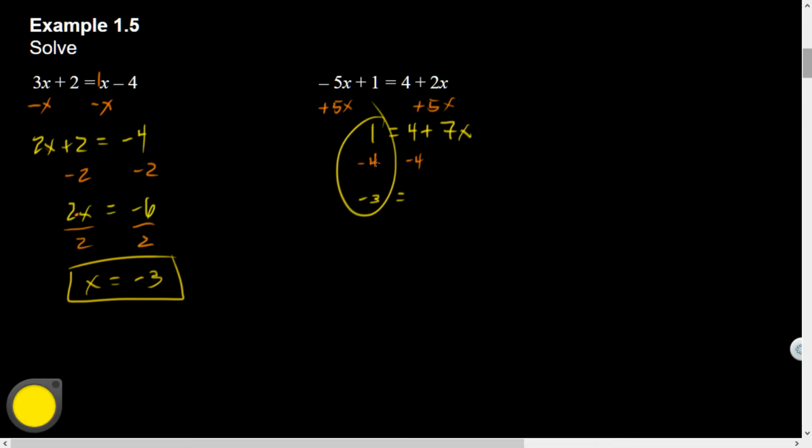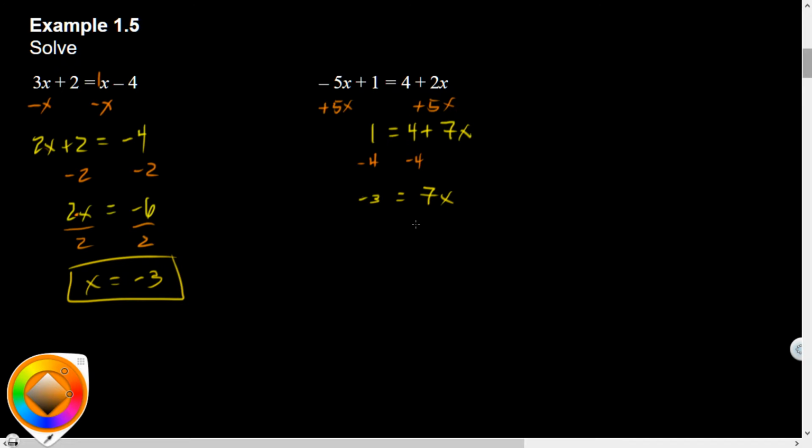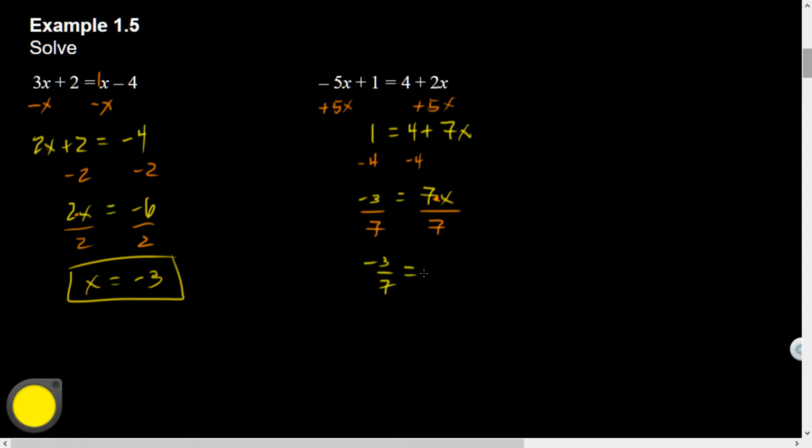If you still need some practice with your negatives, check out my man Khan, or go back and practice some of the problems we had earlier of adding and subtracting negatives. 4 and negative 4 is 0. I get 7x. This one's going to be a fraction. That's okay. Adriana, how do I get this x by itself? Yeah, divide both sides by 7. It was being multiplied, so divide. And Yoda would say negative 3/7 equals x.